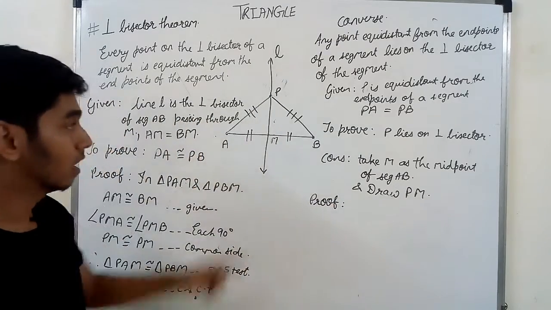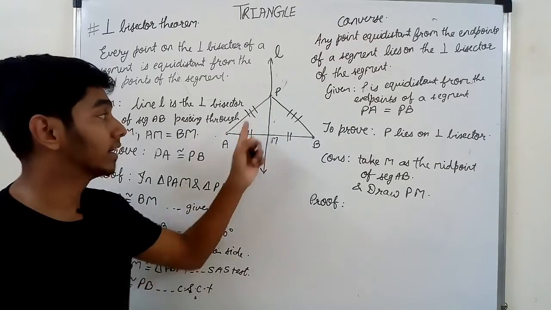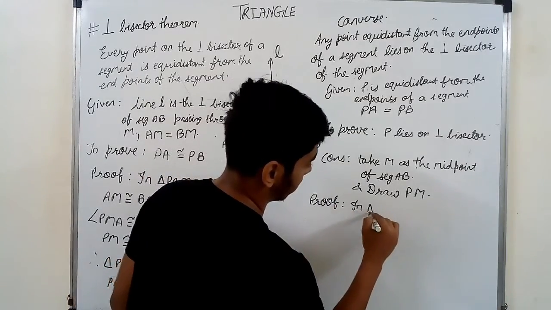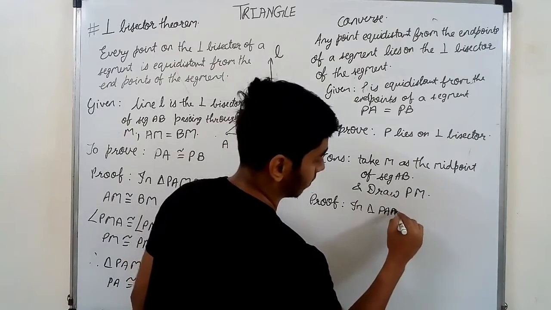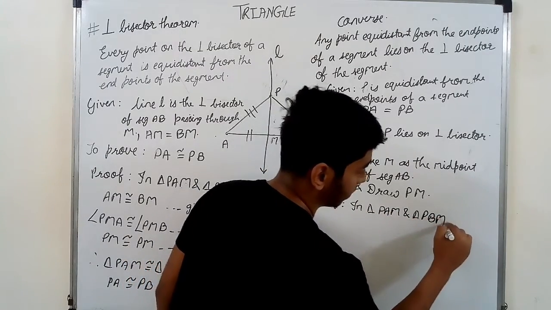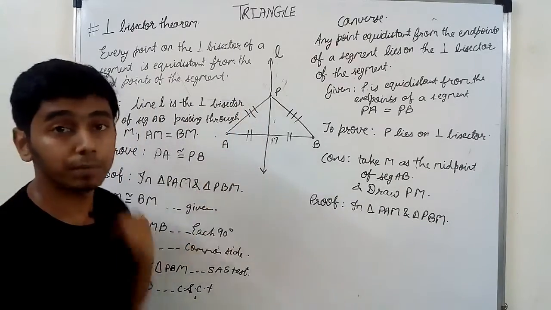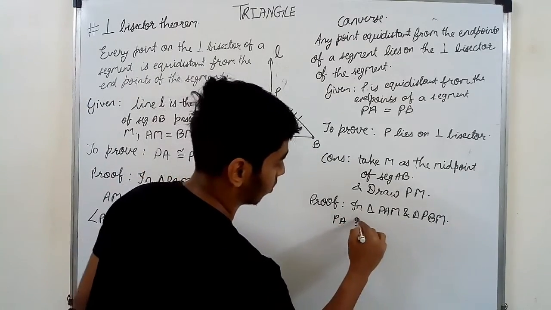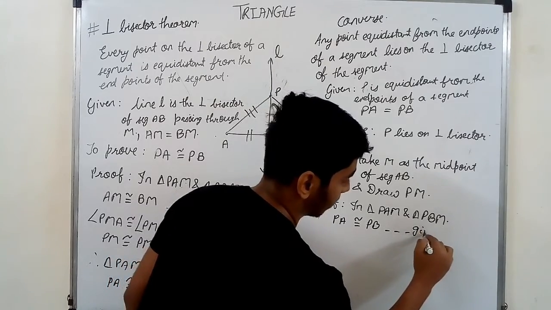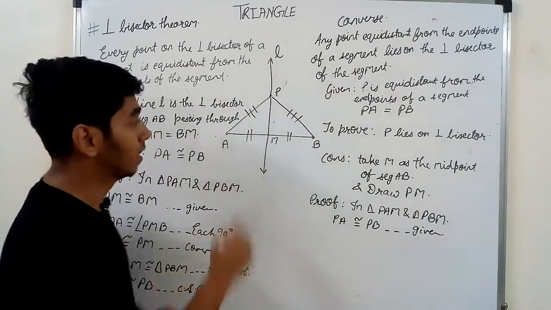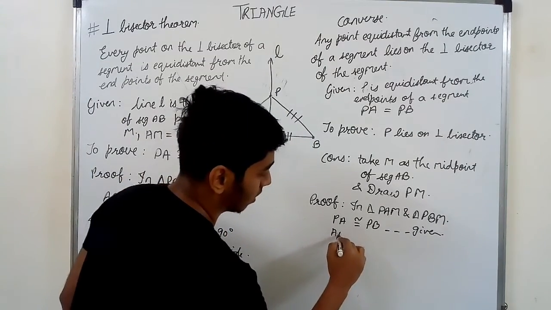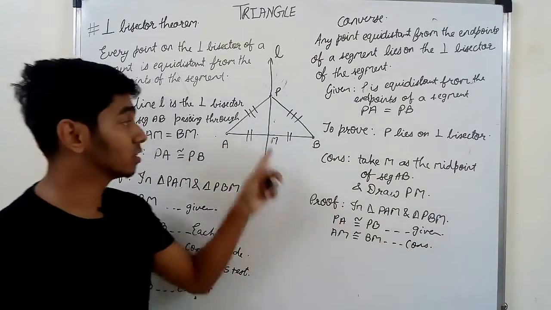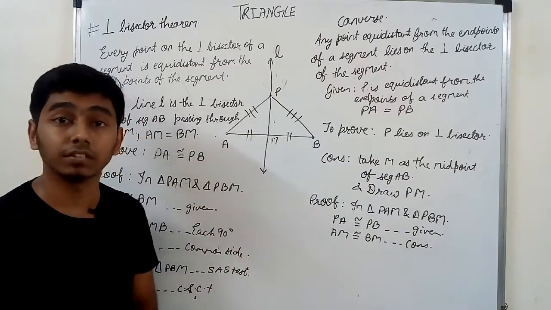So the proof says, first of all, let's take these two triangles and try to prove that these two triangles are congruent. So in triangle PAM and triangle PBM, what is given here? PA is congruent to PB. Let's write that quickly. Whatever is given, PA congruent to PB. Reason? Because it's given. And AM congruent to BM. Construction, because we have taken M as the midpoint in the construction, correct?